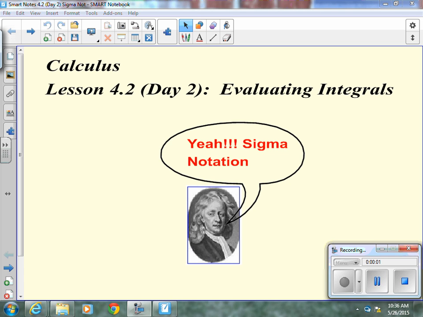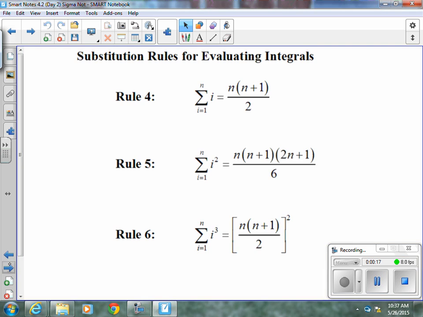When setting up an infinite number of rectangles as a sigma notation and also as an integral. Today we're going to use sigma notation to evaluate integrals, and I promise you in the future it will get better, but for now this is a little bit tricky, but you will be asked to do it, so please bear with me. We already knew Rule 4 and Rule 5 from the other day.